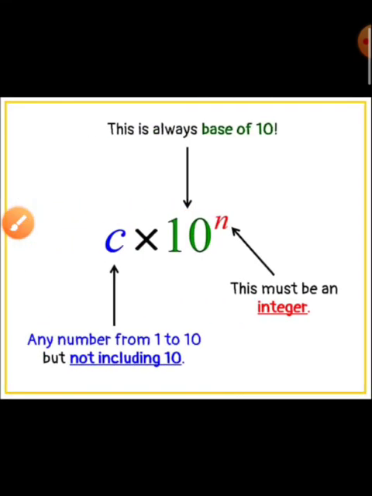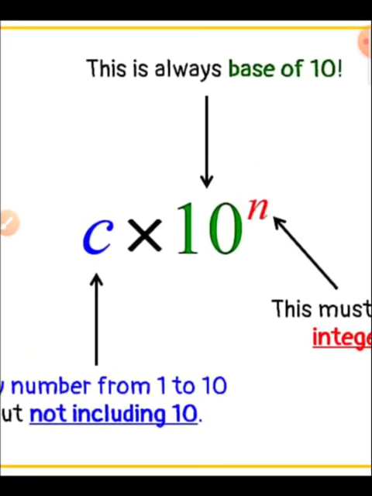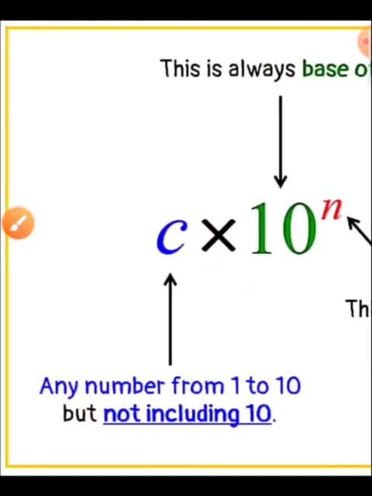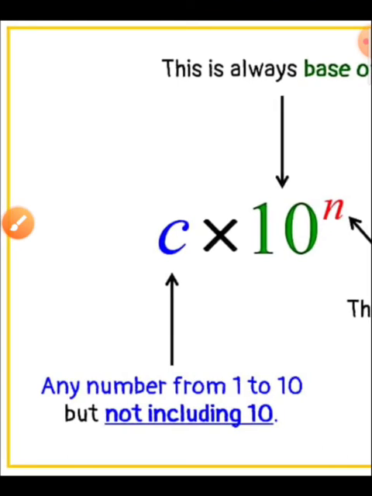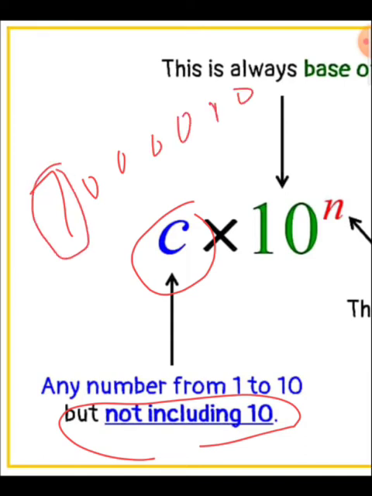Now look here, this is the method of how we can write a number in scientific notation. We can write the number in this form. C is denoted as a number. Which number? Any number from 1 to 10, but not including 10, that is 1 to 9. For example, we can write 7 followed by zeros, but only 7 is C, not including 10.